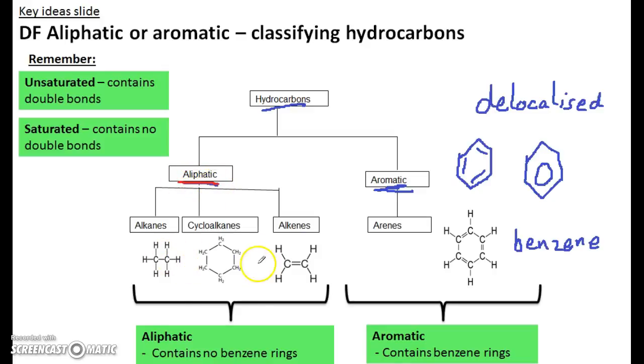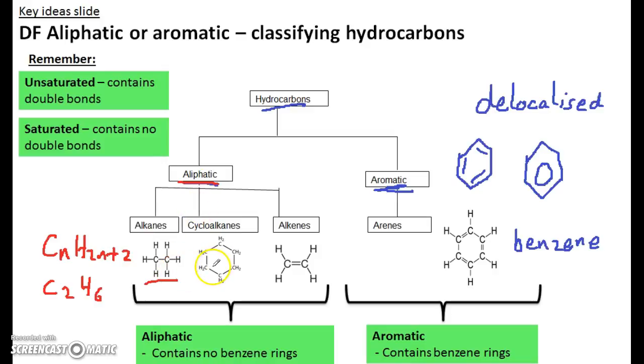So looking at these 3 groups down the bottom, we've got the group of alkanes. You'll remember these from GCSE again. These are molecules with the general formula CnH2n+2. So for instance, C2H6, this is ethane. No benzene rings, so these are aliphatic.